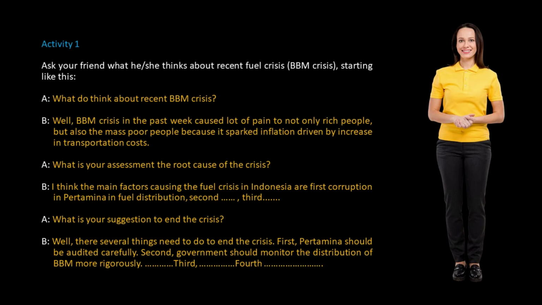A. What is your assessment to the root cause of the crisis? B. I think the main factors causing the fuel crisis in Indonesia are first corruption in Pertamina, in fuel distribution. A. What is your suggestion to end the crisis? B. Well, there are several things need to do to end the crisis. First, Pertamina should be audited carefully. Second, government should monitor the distribution of BBM more rigorously.